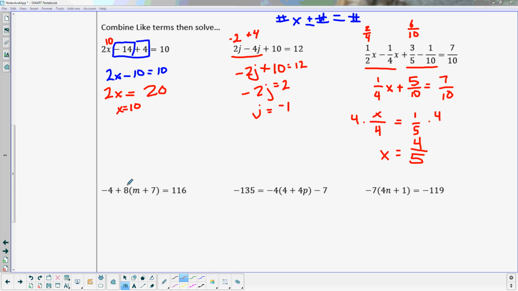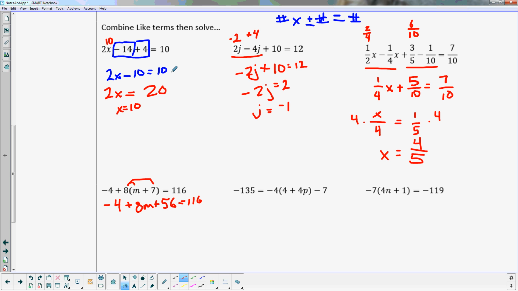So in trying to accomplish that, I'm going to distribute first. And maybe you're of the mindset of, well, you could add 4 to both sides. Yeah, you could. I'm not going to. I want to see that we can do the distributive property also. And typically, students jump right to distributive property anytime they see parentheses. 8 times 7 is 56. Equals 116. And now it looks like a problem that I just did above.